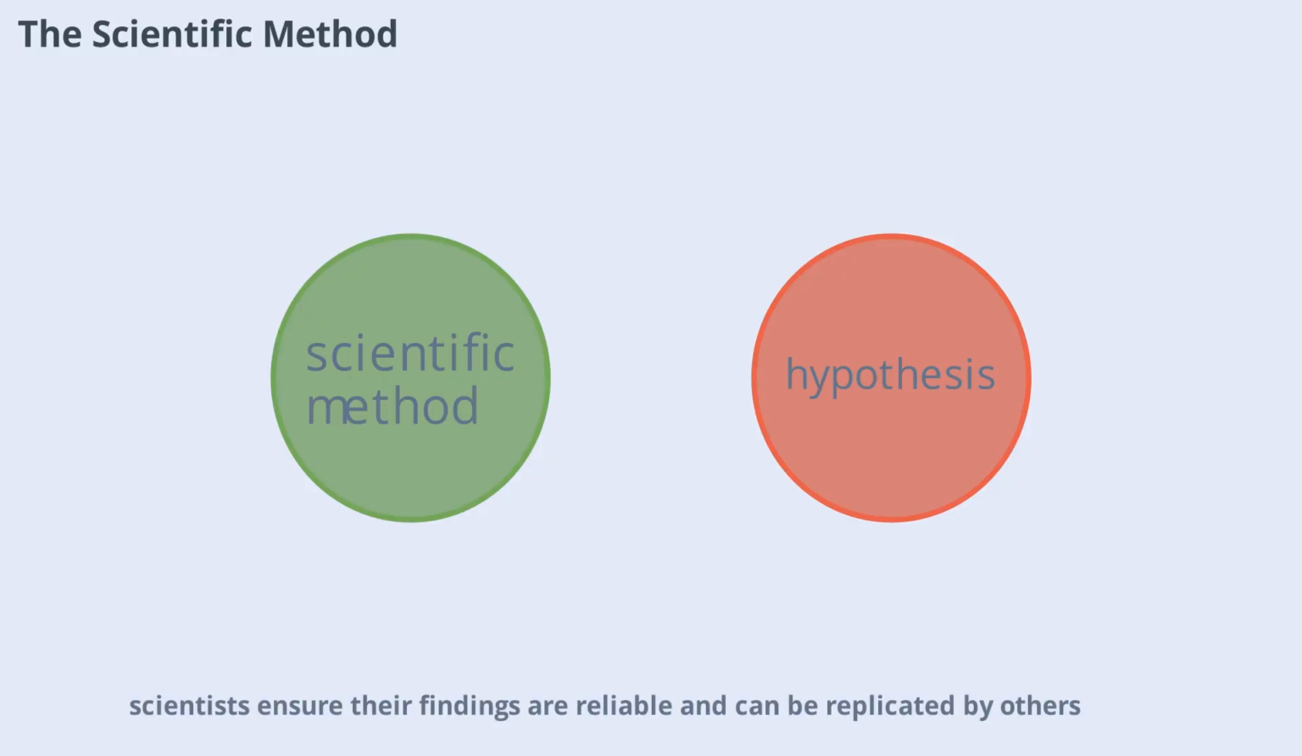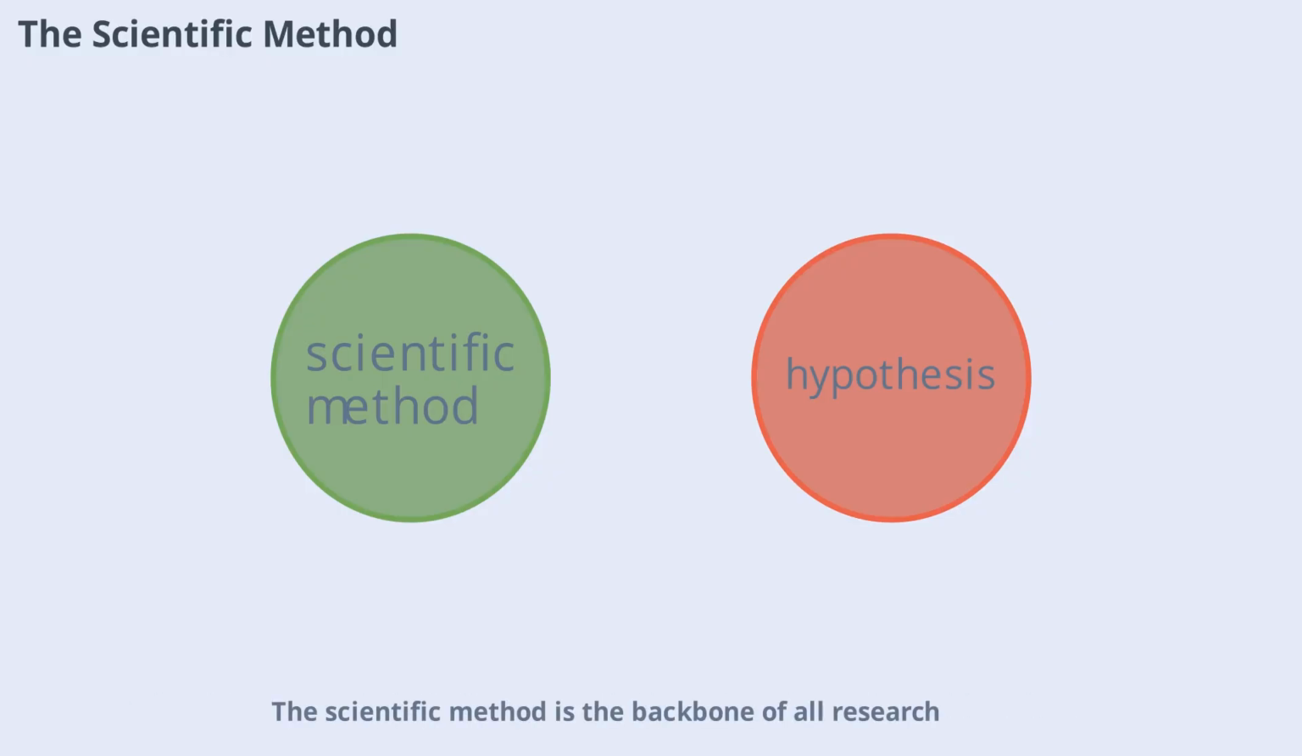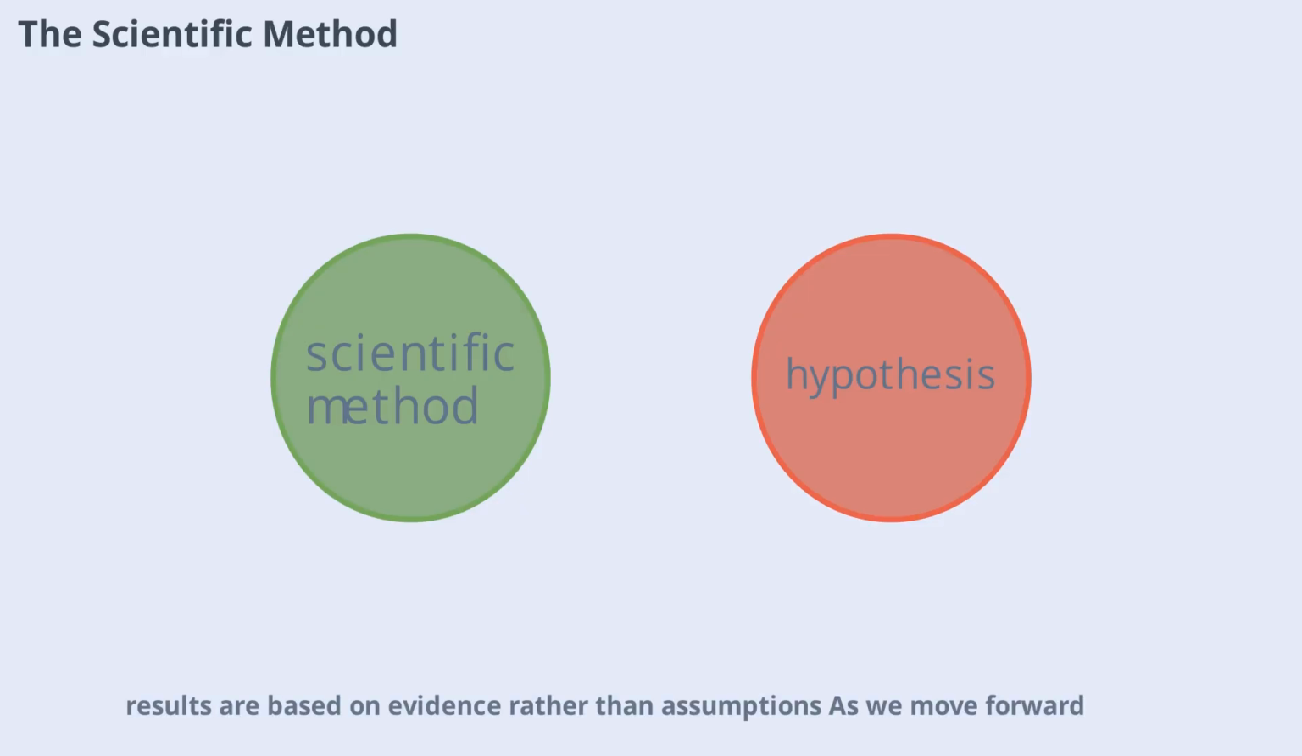The scientific method is the backbone of all research, providing a structured way to investigate complex questions about the brain and behavior. It helps minimize bias and ensures that results are based on evidence rather than assumptions. As we move forward, keep in mind how this method underpins every technique we'll discuss.